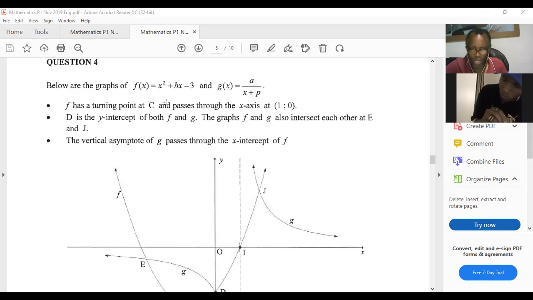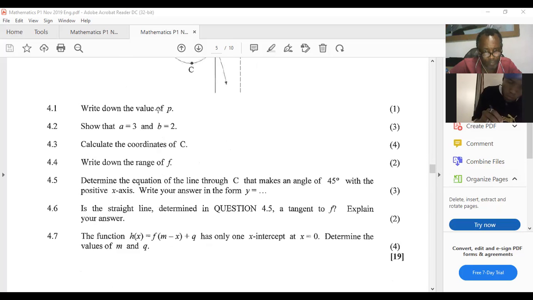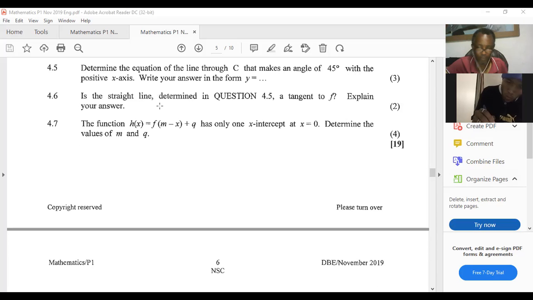Then get back our calculator. How can I find f at x? We find f at x minus m. Then we substitute the m into h at x.